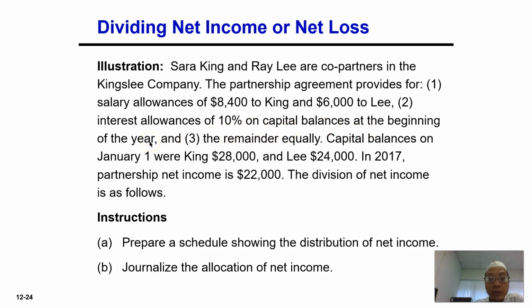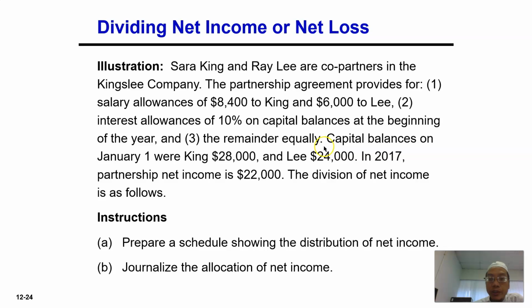So the second component is that the partners will be given interest based on their capital balances at the beginning of the year. They will get interest of 10% on whatever capital balance they have at the beginning of the year. The third component is that the remainder will be distributed equally. Any profit left after giving out the salary allowances and the interest allowances will be distributed among them equally. So they will get an equal share of the remaining net income.